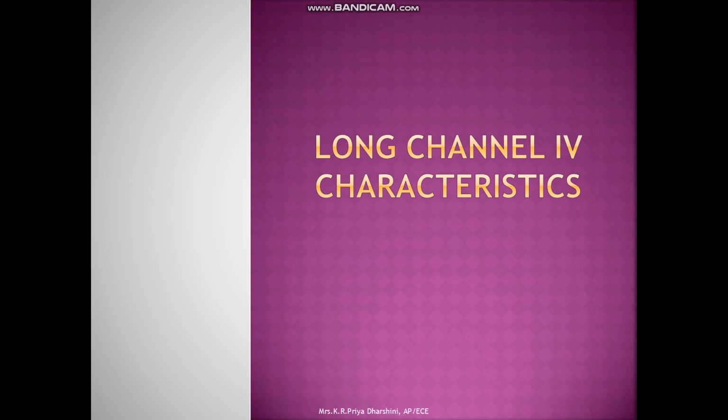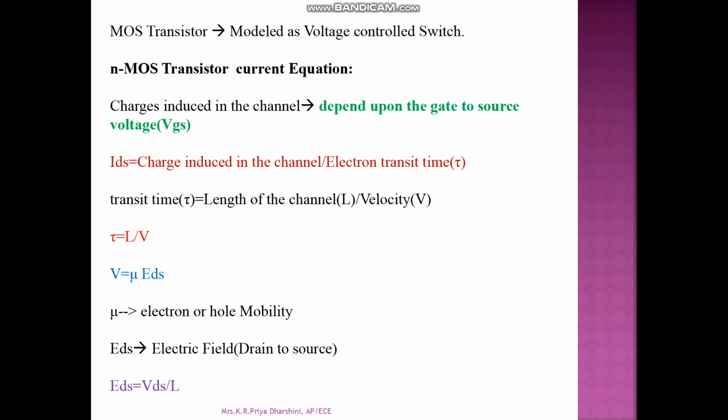The next topic we are going to see is the long channel I-V characteristics, that is, the current-voltage characteristics. What is a MOS transistor? It is modeled as a voltage-controlled switch. The NMOS transistor's current equation is given here. The charge induced in the channel depends upon the gate-to-source voltage, that is VGS.